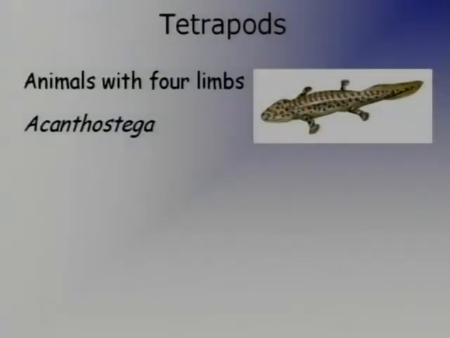The earliest tetrapod was a creature called Acanthostega, and here's a picture of him. Interesting sort of newt-like creature. It wasn't very newt-like because he was about, if I remember correctly, over 1 meter long, so quite large. And this is the earliest tetrapod that we find in the fossil record.